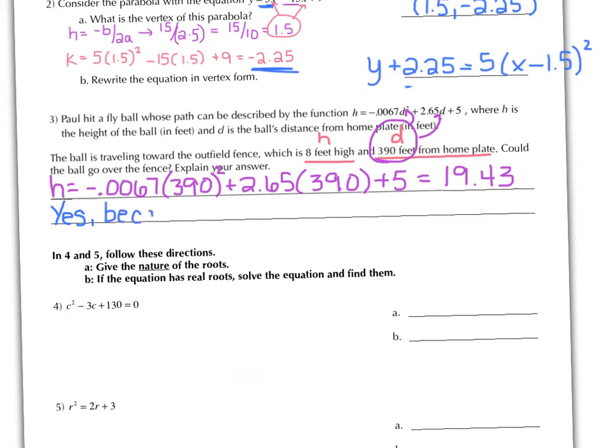because the ball is about 19 feet in the air, or you could say 19 feet high, when it reaches the fence. You do have to provide an explanation, and it should be a good one, not just, yes, because my equation said so. Okay, I want to know that you understand what your equation means.